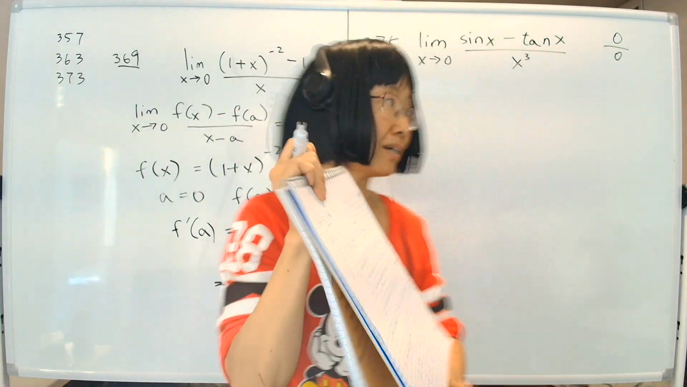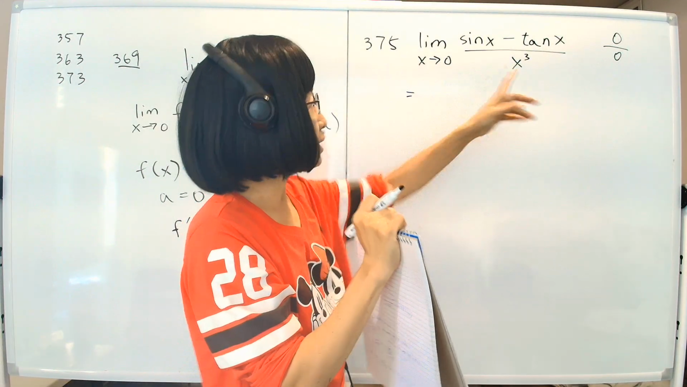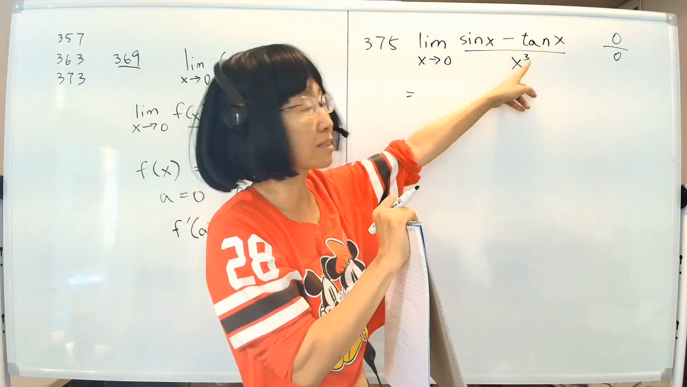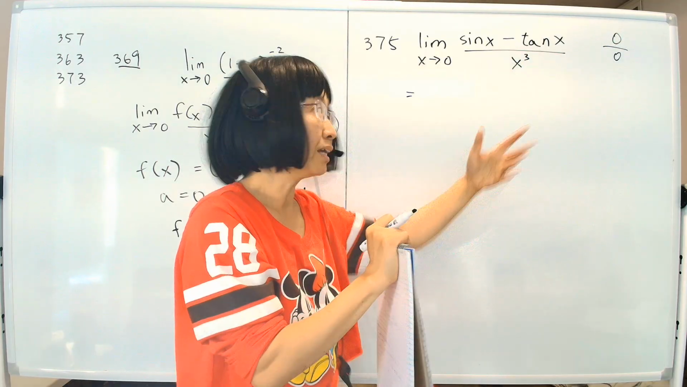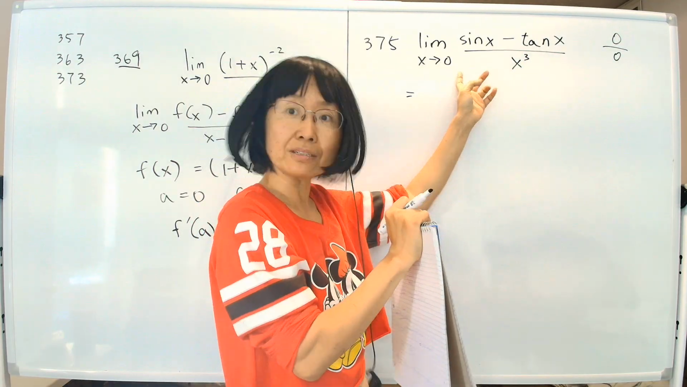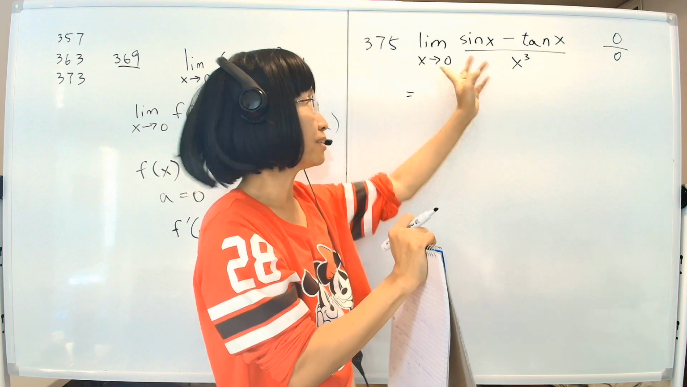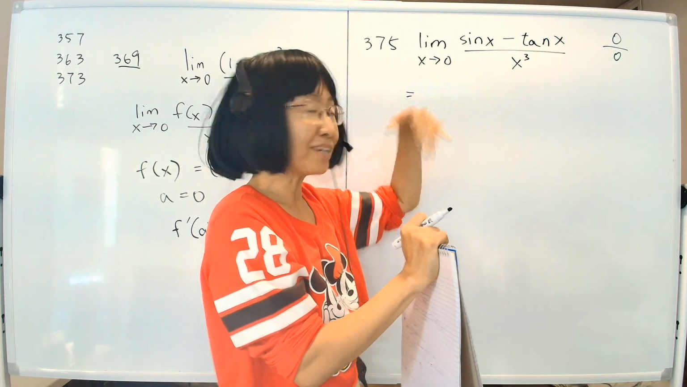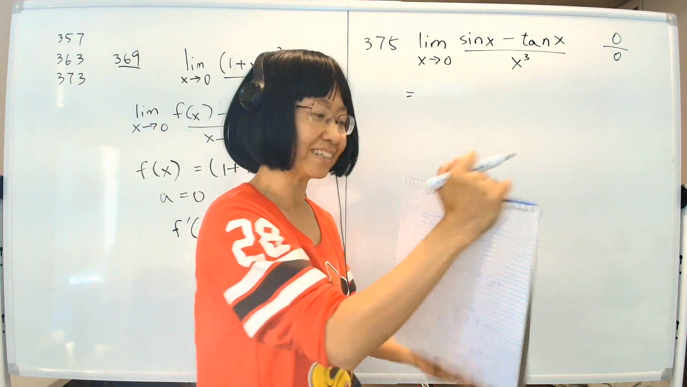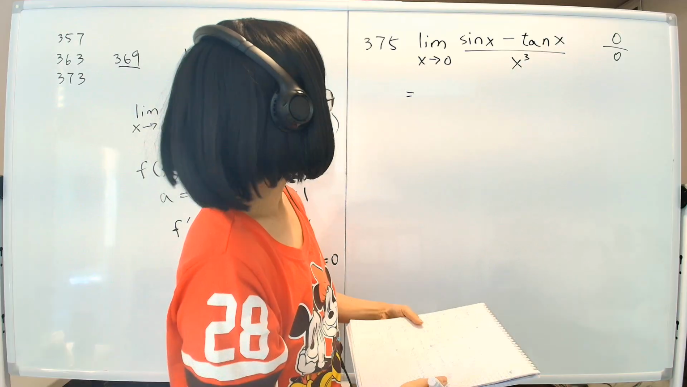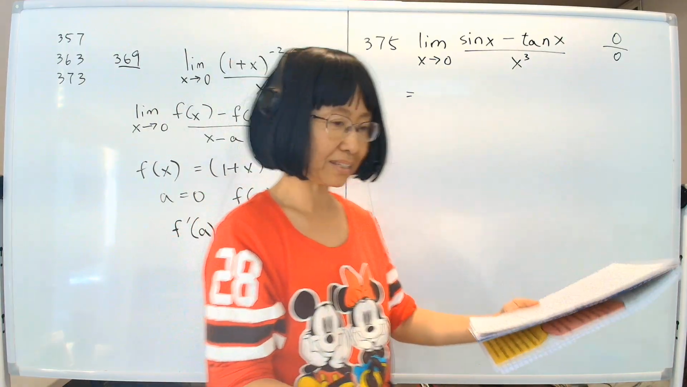The reason is because there's the x cubed. Each time you knock it down, it becomes x squared, but it's still 0. Then you knock it down, it's x, it's still 0. Then eventually you knock it down and it becomes a constant, and then you're good. So that's all I need to talk about in this problem.